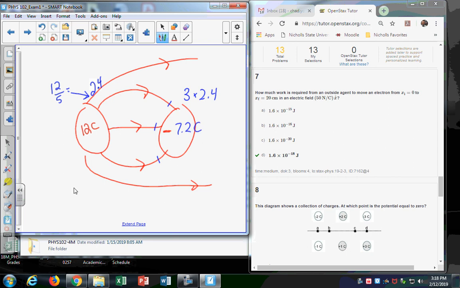So you want to figure out how much each line is worth. You can set up a ratio too. You could say 12 is to 5 as Q is to 3. And that would work as well. 36 divided by 5.